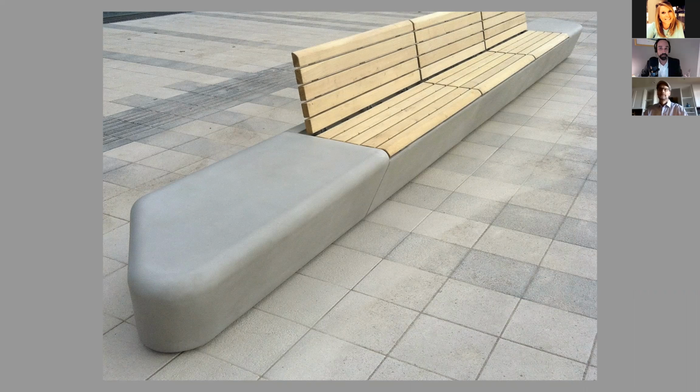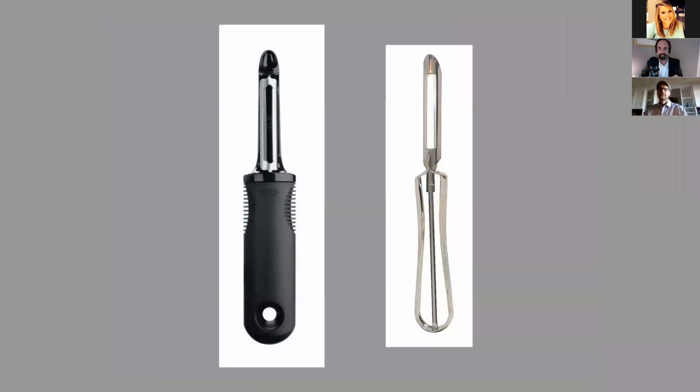And not all benches are that way. We'll see an example of why that is in a minute. And also this, if you had two different carrot peelers here, you might immediately want to grab one. I hope you said the left in your mind. You would want to grab the left one.